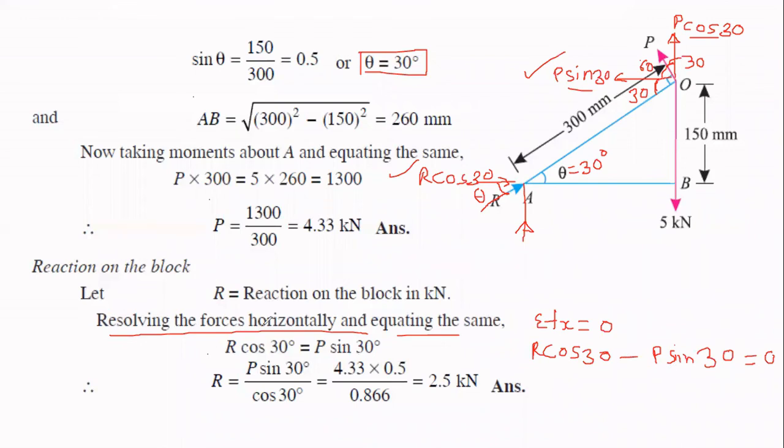It means that if you equate these two terms, what relation will you get? R cos 30 is equal to P sin 30. Okay, simplify this, we have to find out the reaction R. Therefore, R is equal to P sin 30 upon cos 30. Sin upon cos is nothing but tan, so you may call it tan 30. Or you may put values as they are, sin 30 is 0.5 and cos 30 is 0.866. Simplify this term and you will get the reaction R, and the R value you will get over here is 2.5 kilonewton.